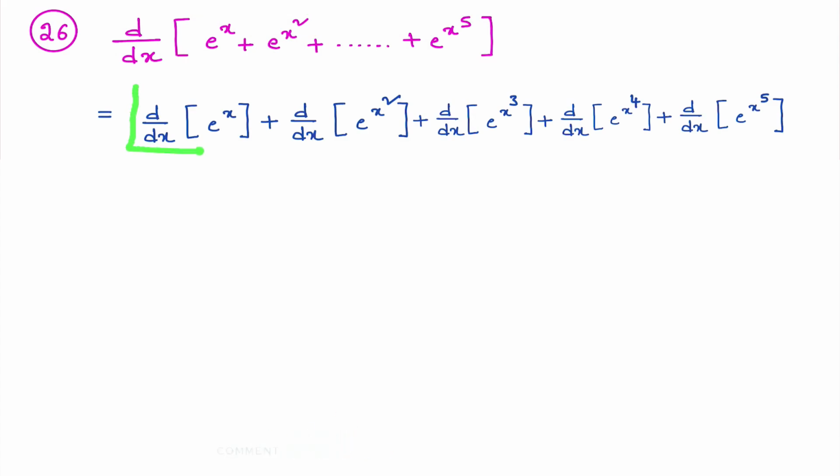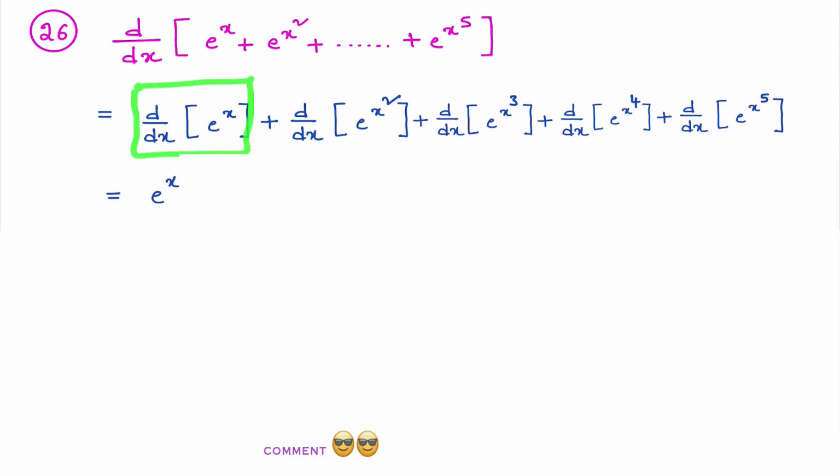You observe here, d by dx of this first term, plus d by dx of this second term, you can observe here. Next, d by dx of e power x square is over, now next term is e power x cube. Now look here, d by dx of e power x power 4. Next term, d by dx of e power x power 5, that is the last term. I am just differentiating each and every term.